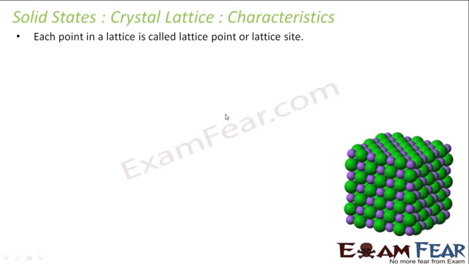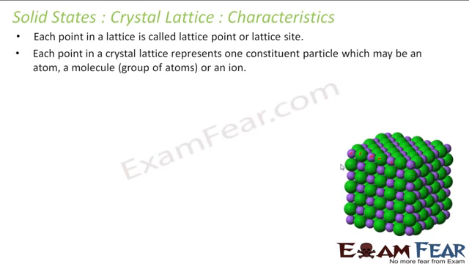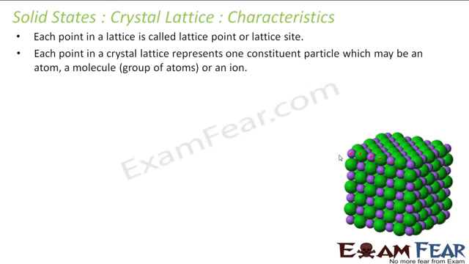Correct? So, since crystal lattice is very critical to us, let's understand some of the properties or characteristics of the crystal lattice points. Each point in this crystal lattice is called a lattice point, or lattice site. You see, these are all lattice points, right? Each point in this crystal lattice represents one of the constituent particles. It may be an atom, molecule, or ion. For example, in this case, this is my Na+ ion and this is my Cl− ion. So each of these points represents a constituent particle. Correct? So each point is called a lattice point or lattice site, and each of these lattice sites is nothing but a constituent particle.